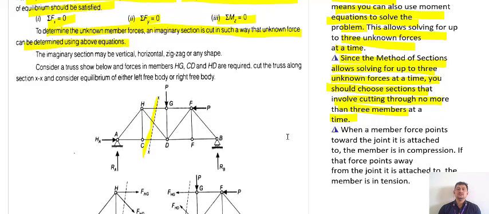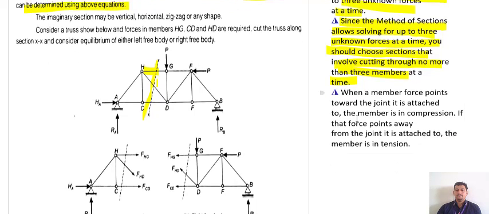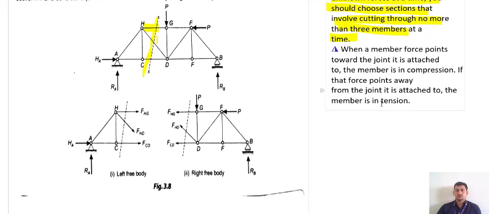You can cut more than 3 members only in a case like this one I'm talking about. These 2 members are concurrent here, so you can cut these 2 members, these two are concurrent and the third one is non-concurrent here. So you can cut in such cases where two or three members are concurrent. In that case you can cut more than three members and analyze the truss forces.